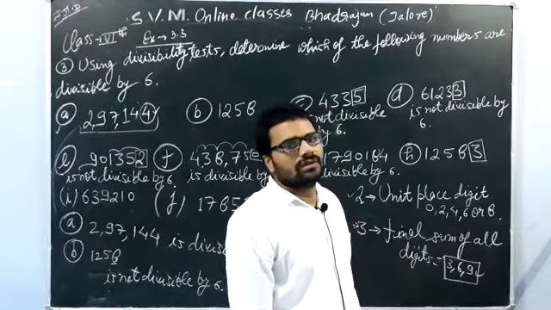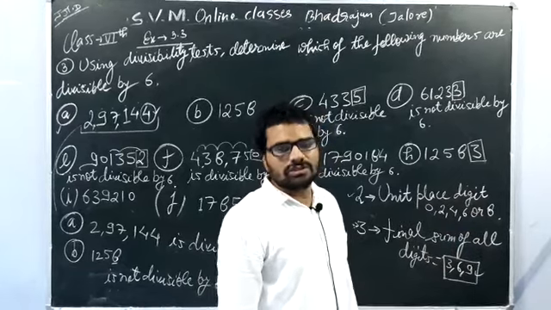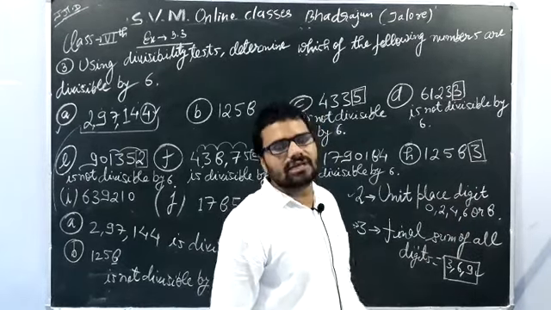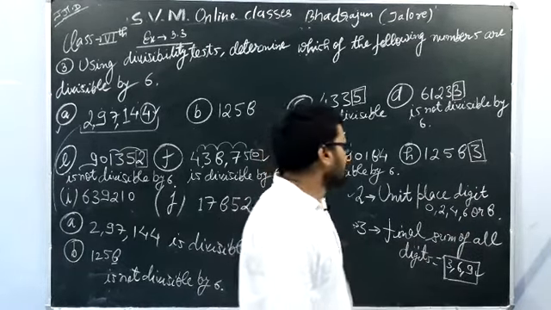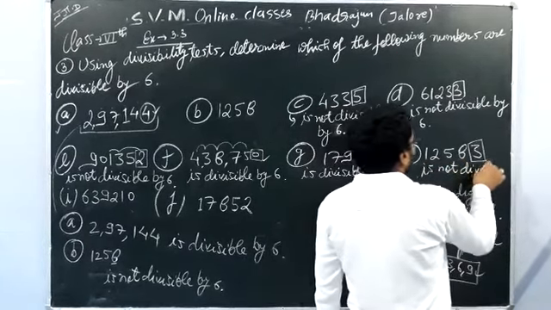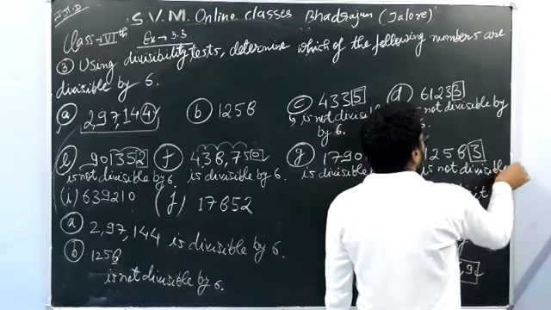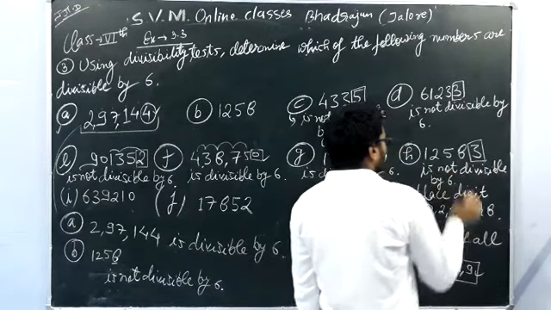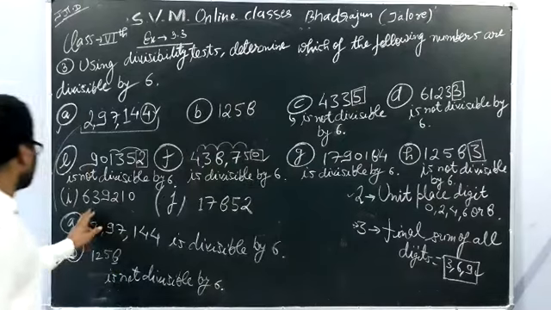is 3, hence the number is not divisible by 2, then how will it be divisible by 6? Hence our answer is the number is not divisible by 6. Okay, next part is I.